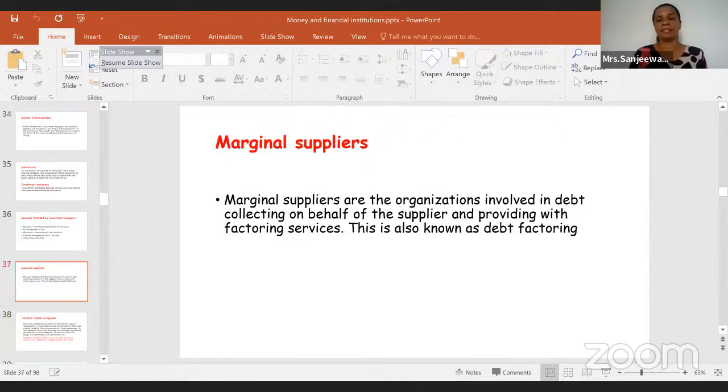Then marginal suppliers. Who are marginal suppliers? Marginal suppliers are the organizations involved in debt collecting on behalf of the supplier. Now, suppose that I have sold my goods on credit, right? I have sold goods to company A, company B, company C, but I don't have time because I might be having a lot of business work. So I don't have time to go and collect the money, the debt that they need to pay. But I can appoint some people to do that. So they are marginal suppliers, right? On behalf of me, they go and collect it. That is debt factoring. Okay, so they get a factoring fee for that. They are marginal suppliers, right?